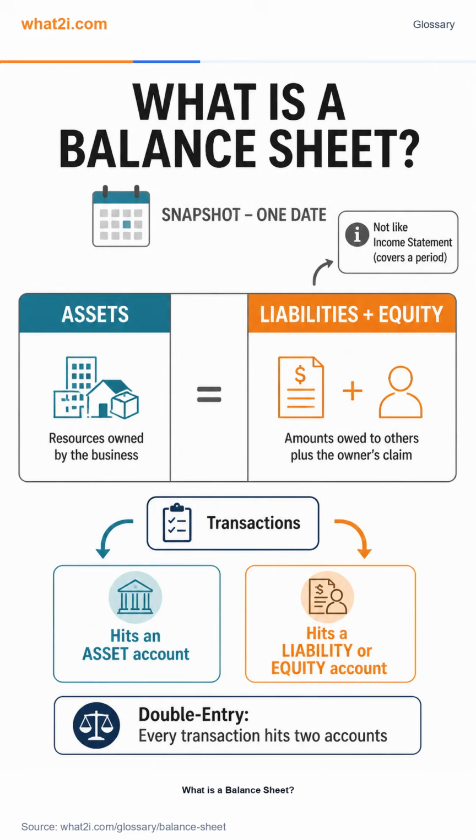Balance sheet. A balance sheet is a financial snapshot that shows exactly what a company owns and owes at a single moment in time. It's built on a simple equation: assets must equal liabilities plus equity. Unlike the income statement, which tracks performance over a period, the balance sheet gives you a clear, frozen picture of a company's financial position on one specific date, thanks to double entry accounting, where every transaction affects two accounts.